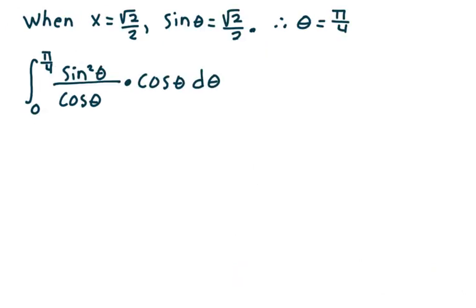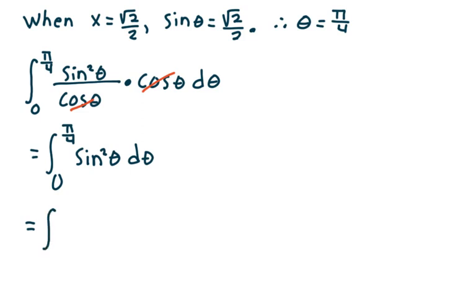And so back here, notice how the cosines cancel, and we get the integral from 0 to pi over 4 of sine squared theta d theta. Okay? Now, this is a power-reducing formula. You get the integral from 0 to pi over 4 of 1/2 of 1 minus cosine 2 theta. Here, let's rewrite that a little better.